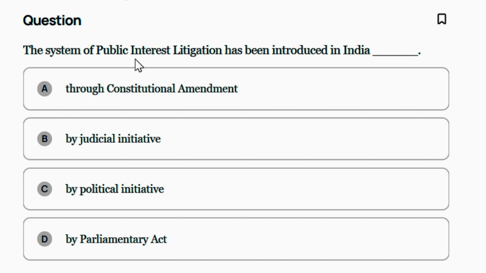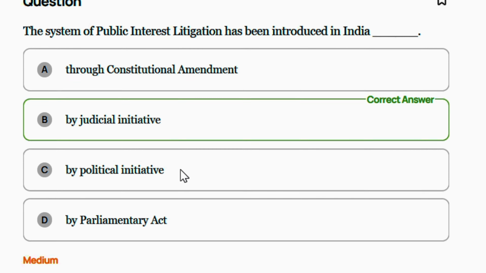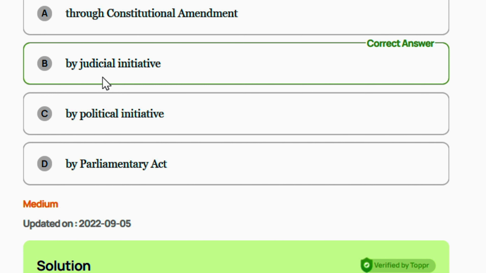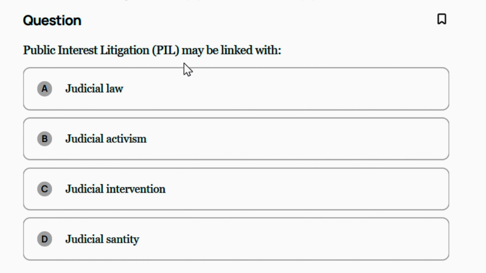The system of public interest litigation has been introduced in India by judicial initiative. Right, correct answer. Public interest litigation (PIL) may be linked with judicial activism.